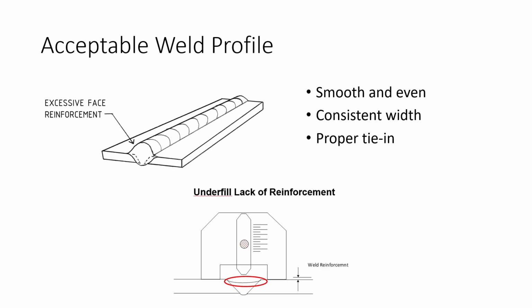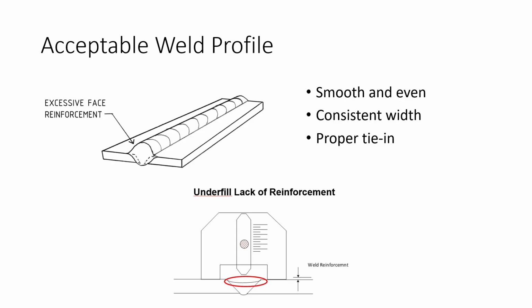One of the things we look at is acceptable weld profile. We don't want to have it humped up. We don't want to have excessive face reinforcement. We want smooth and even, consistent width. We want a proper tie-in where the toe of the weld just ties into the base material, and we've got a nice, smooth, even, happy weld.